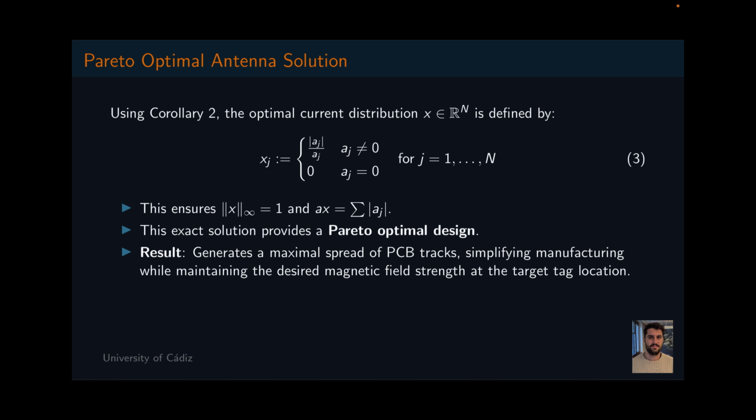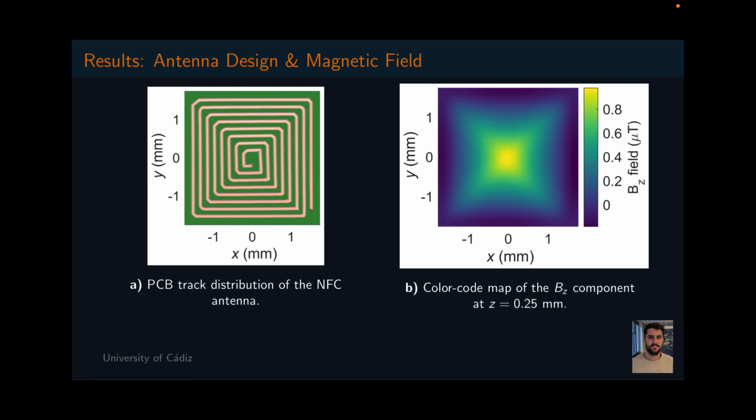Because this unique solution simultaneously minimizes the infinity norm of the current, thus spreading the tracks, while maximizing the linear combination of the magnetic field at the target, it is, by strict definition, a Pareto-optimal design. We are sacrificing absolutely nothing in signal strength to achieve perfect manufacturability. As you can see on the screen, we have successfully achieved the minimization of the maximum current density in the antenna, which directly maximizes the minimum spacing between the PCB tracks.